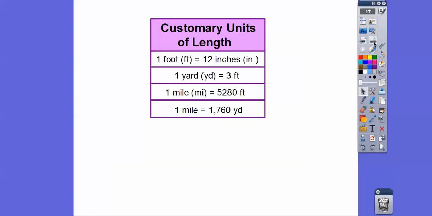So here we have our customary units of length. 1 foot equals 12 inches. I think most of you know that. 1 yard is 3 feet. You might not have known this. 1 mile is 5,280 feet. I guess I should have had a comma right there. And then 1 mile also equals 1,760 yards. And what we did is we can take this number and divide it by 3 because there's 3 feet in each yard, and that'll give us 1,760.